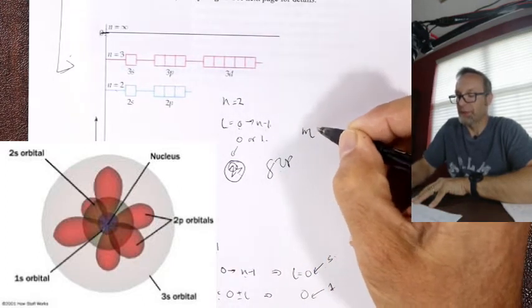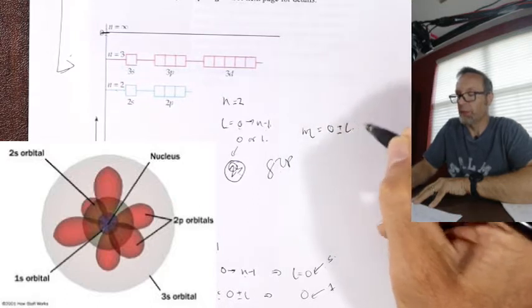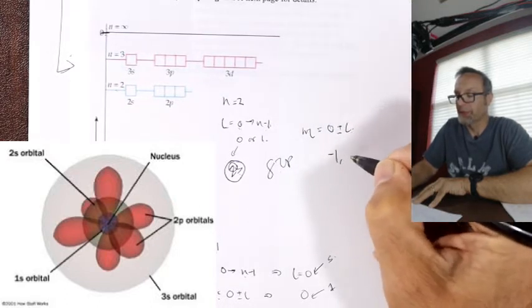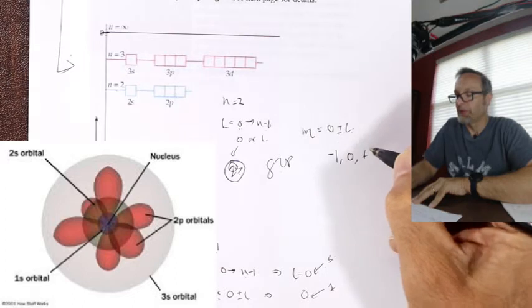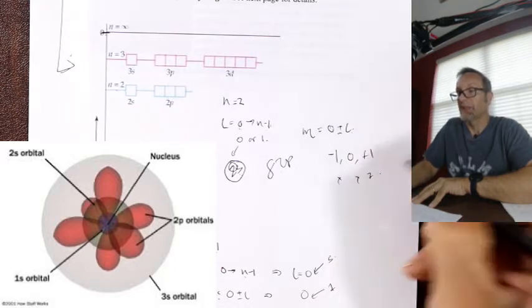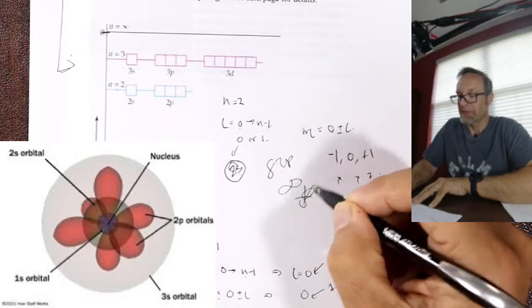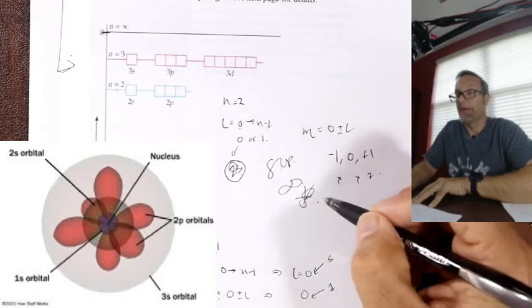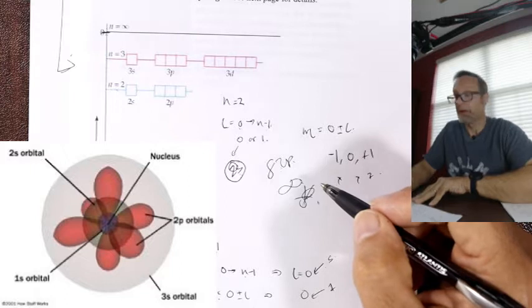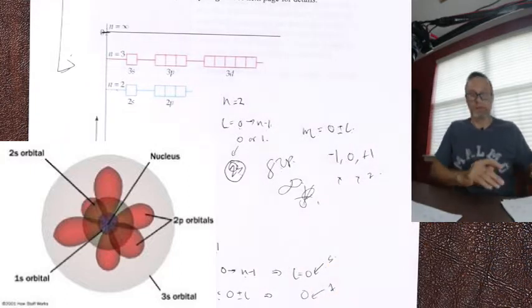But ML equals 0 plus or minus L. When L equals 1, I got minus 1, 0, and plus 1. That's what we call x, y, and z in Cartesian. So I've actually got 3 different directions for the p's. So px, py, and pz, just like we saw before.